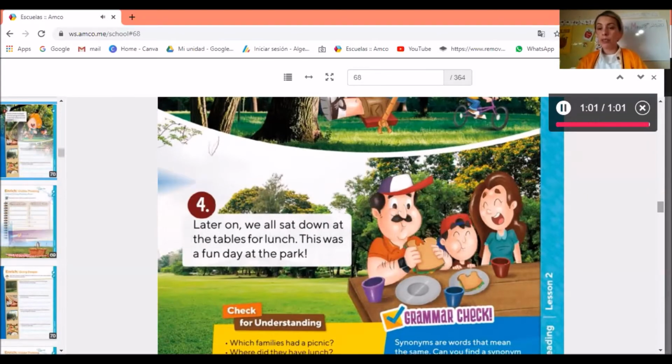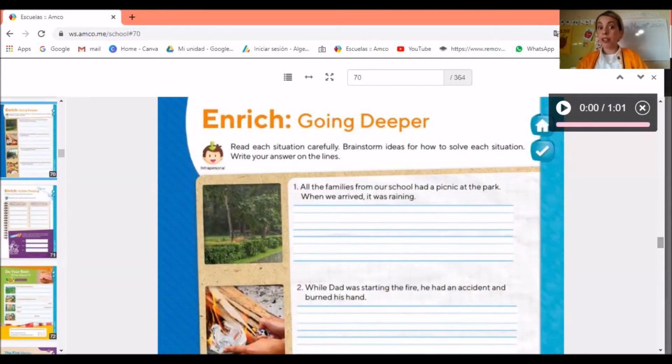Now, let's turn to page Enrich, going deeper. That means that we have to think a little bit more, okay? Read each situation carefully. Brainstorm ideas on how to solve each situation. Write your answer on the lines.